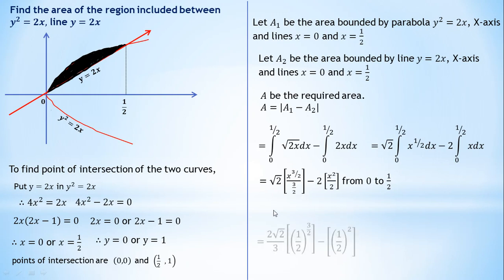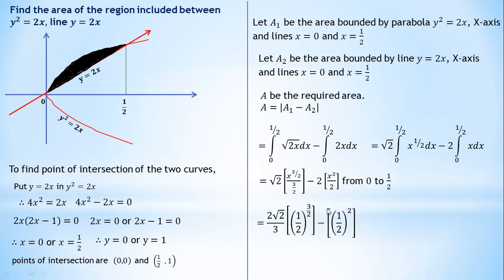Now after putting 1 by 2, what do we get? See here, root 2 upon 3 by 2 means 2 root 2 upon 3, and if you put 1 by 2 here, then it will be 1 by 2 raised to 3 by 2. First of all put 1 by 2 here, so we get 1 by 2 raised to 3 by 2 minus, if you put now, see here, 2 and 2 will get cancelled and then in place of x put 1 by 2, we get 1 by 2 bracket square. Okay, so after putting 1 by 2 we get this calculation, and minus we have to put 0, but after putting 0 here the whole quantity becomes 0, so no need to write it here.